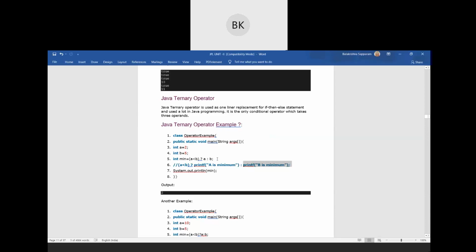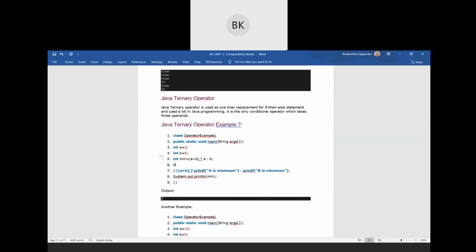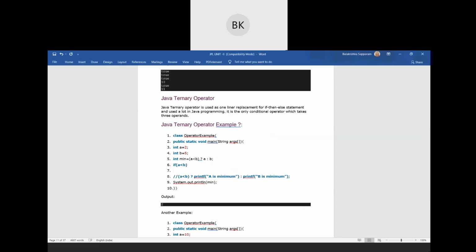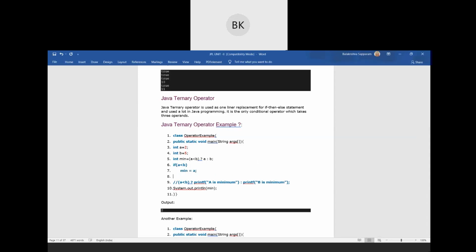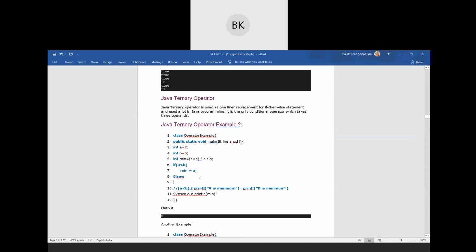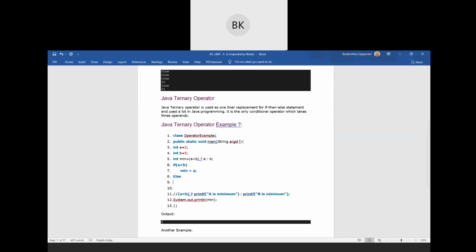Okay, what is the equivalent? You have to write if else here. If A is less than B, here we will write minimum is equal to A. Else minimum is equal to B. This is the meaning of the ternary statement.